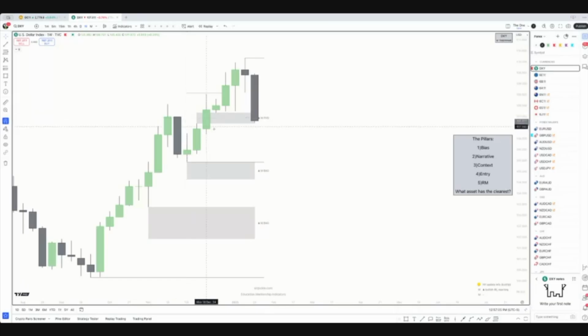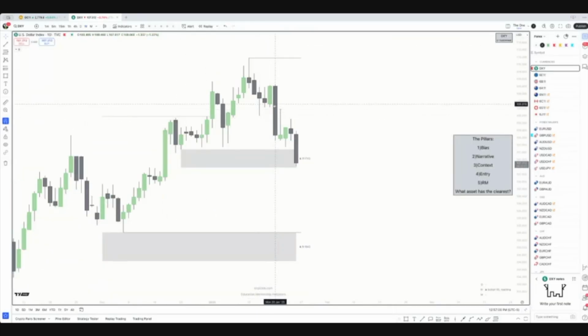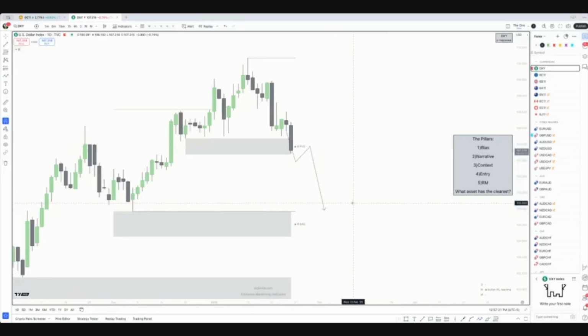And if we now go into the daily, we're going to see daily fair value gaps start pointing lower. As we see right here, this is a potential new daily fair value gap. And if this ends up forming, this monthly fair value gap right there would be the target. It would make the most sense.